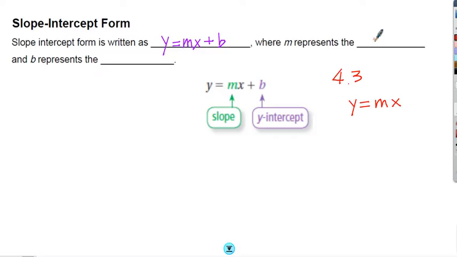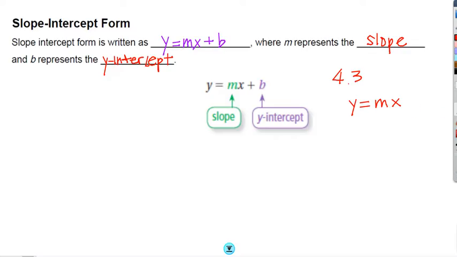And again, m represents the slope. And this time, that letter b represents the y-intercept. I'll spell this better this time. Y-intercept is I-N-T-E-R-C-E-P-T. That's the y-intercept. Now, we already know that m represents the slope. But this time we have a b, which stands for y-intercept.